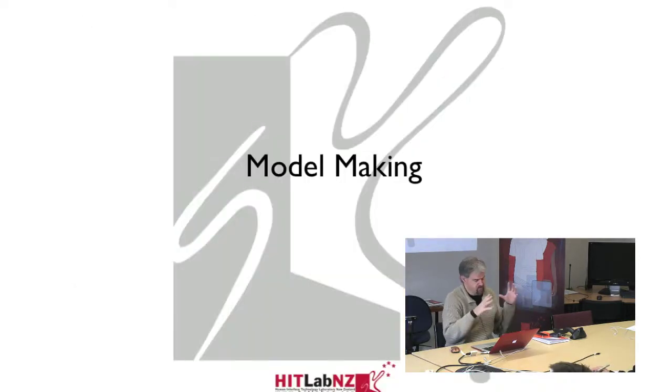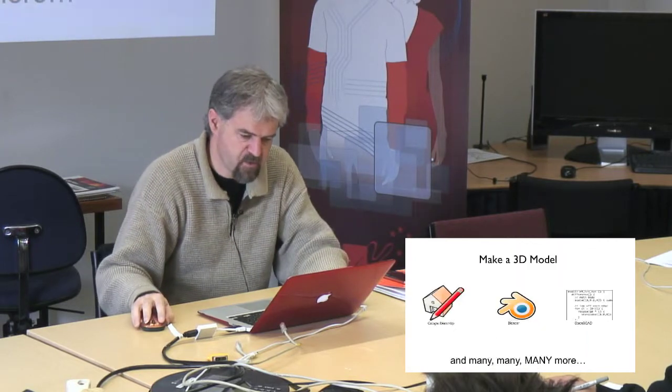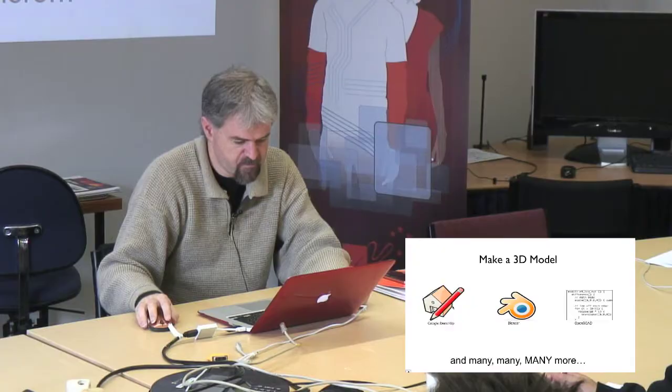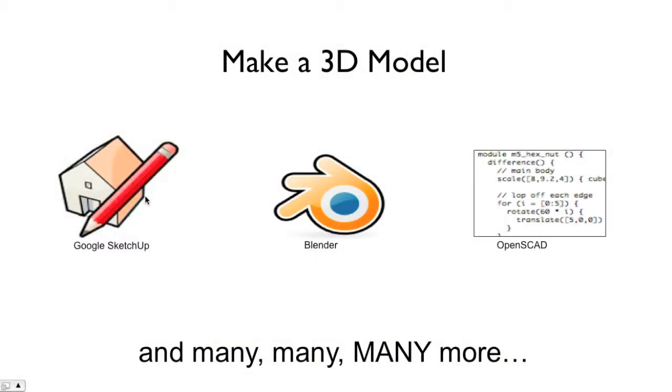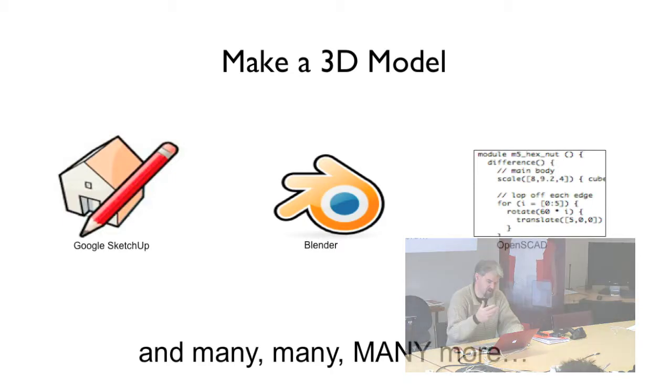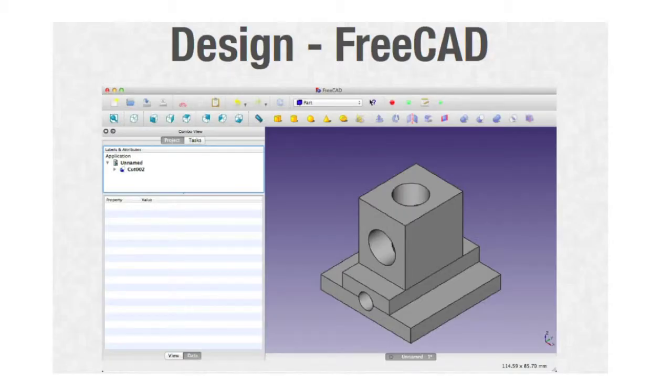So that's making the 3D objects, but then of course the other part is making the 3D model that you're going to print. And there's a number of ways to do that. There are a number of different low-cost or free software applications to build 3D models: Google SketchUp, Blender, or OpenSCAD. And one of them is FreeCAD, a free CAD software.